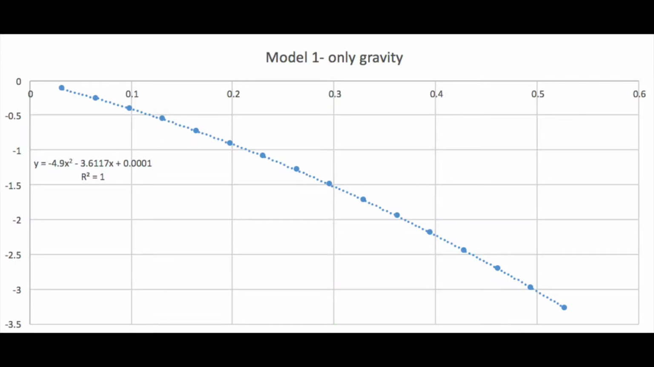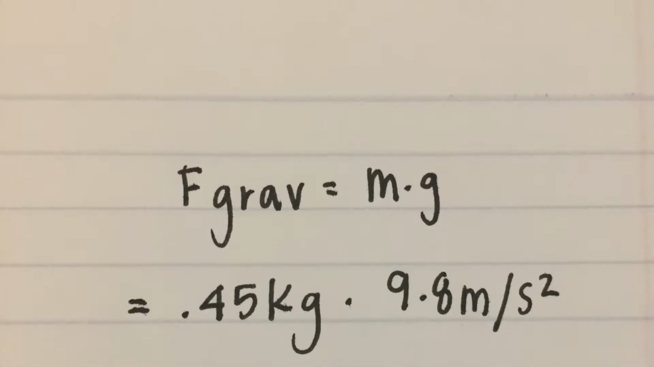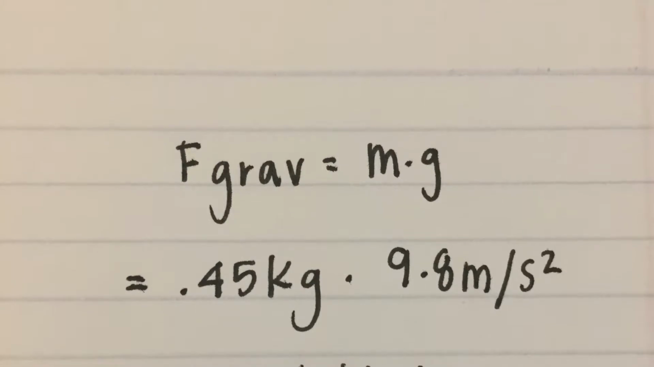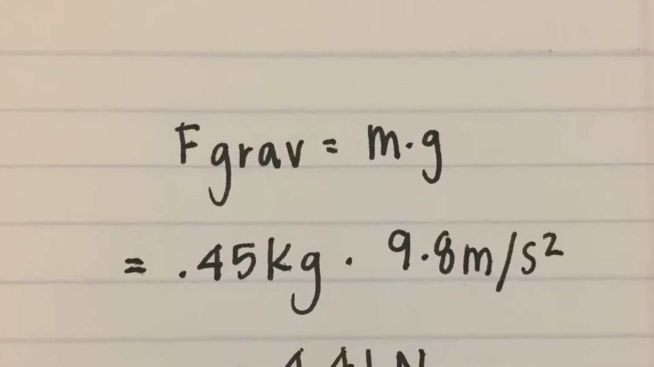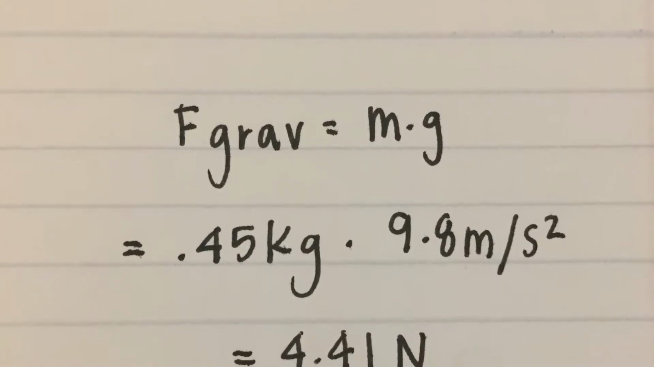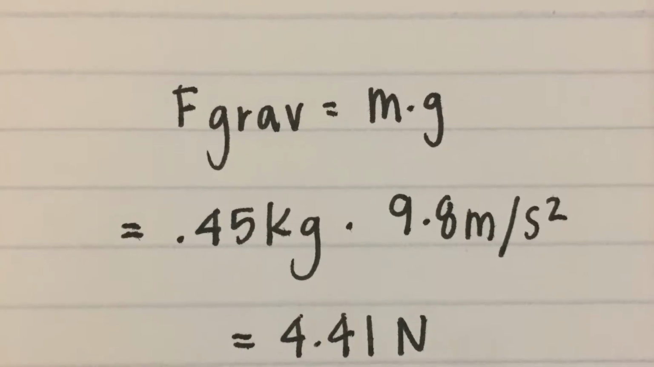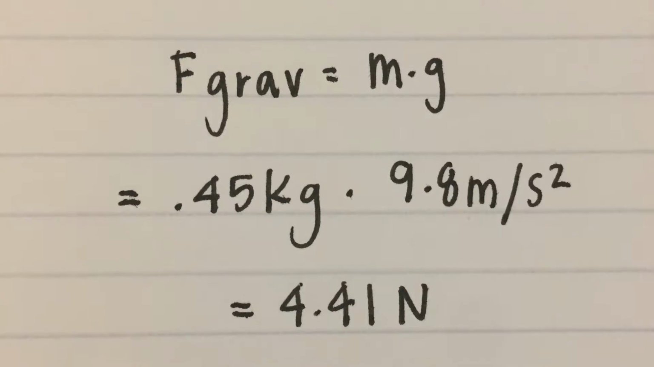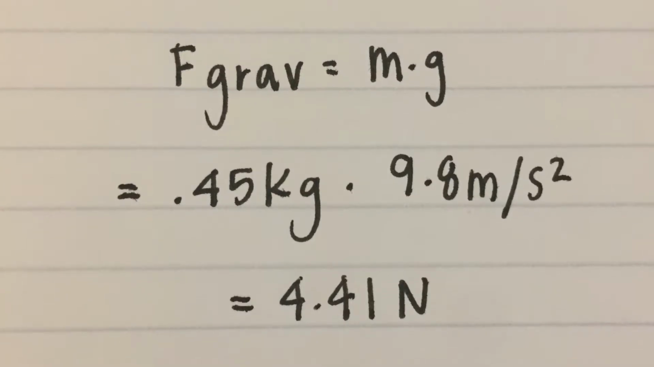The first computational model only accounted for the force of gravity on the ball. The net force on the ball can be calculated using Newton's second law. In this case, the net force is equal to the gravitational force, and the ball is considered to be in free fall. The net force was calculated to be 4.41 newtons, which is equal to the mass times the acceleration, since in this case, the acceleration is equal to the gravitational constant of 9.8 meters per second squared.